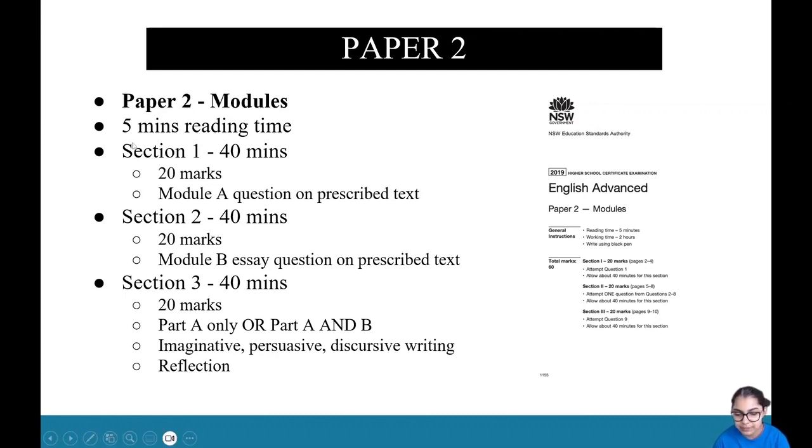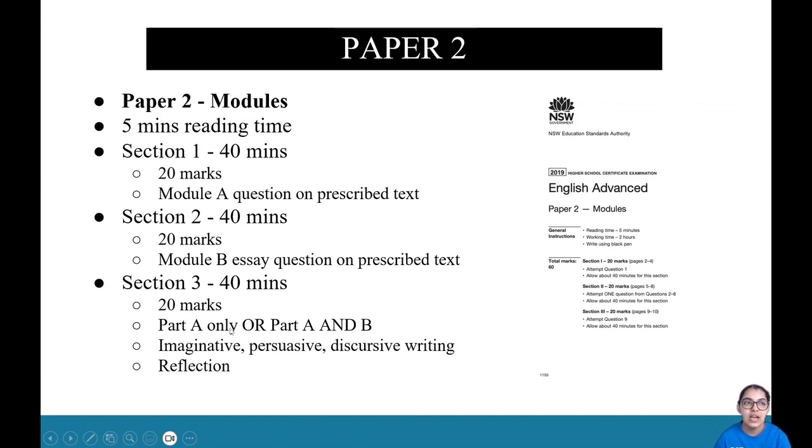This is how the paper is structured. The first section is worth 20 marks, 40 minutes, and this is an essay question. Section 2 is also an essay question worth 20 marks, and you're only given 40 minutes to write that essay. Section 3 is worth 20 marks as well. You're suggested to use 40 minutes, because the whole paper is 120 minutes, so 2 hours.